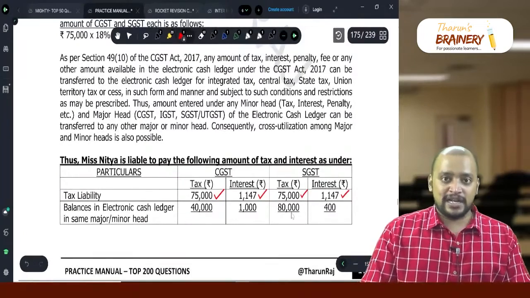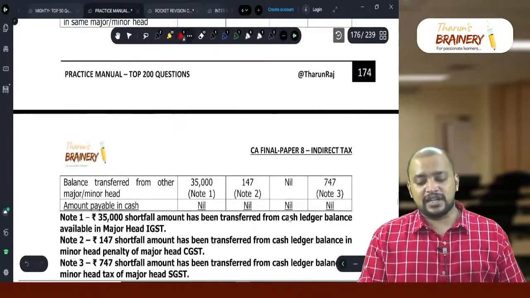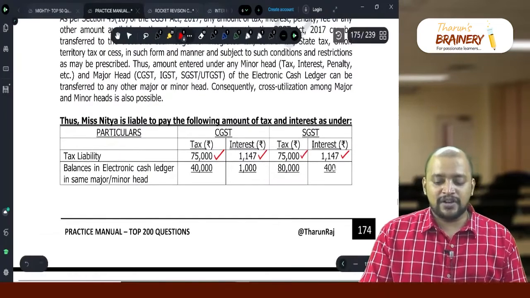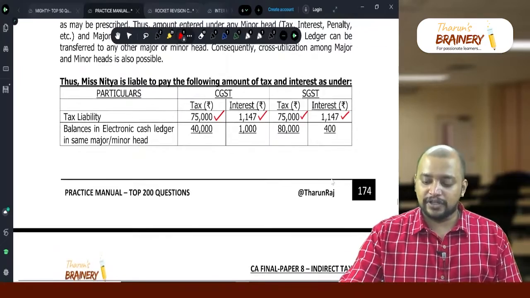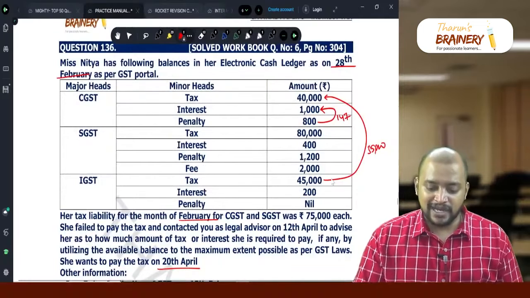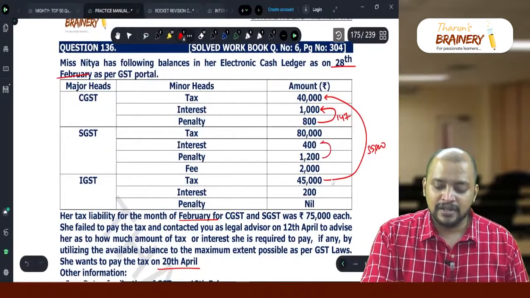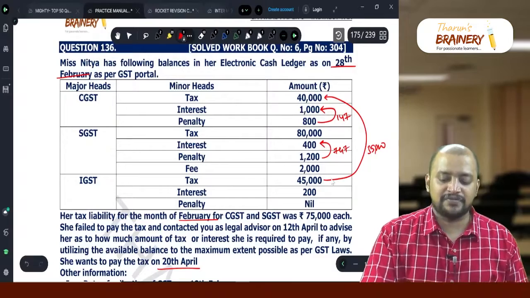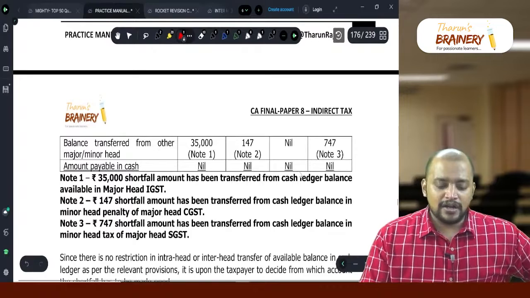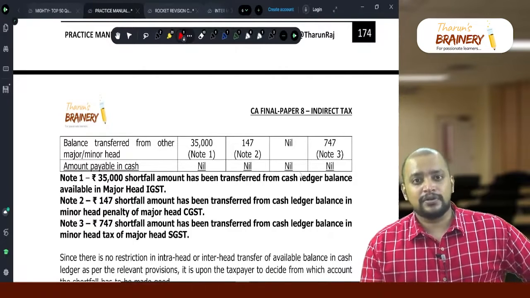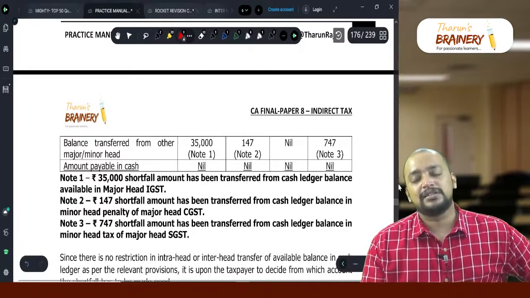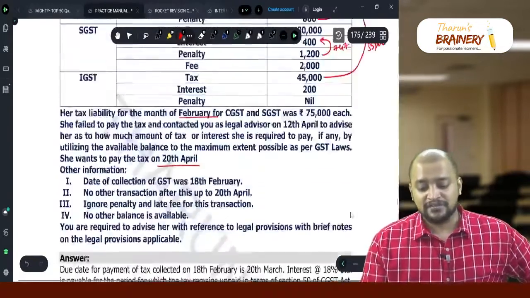Now, SGST: you take 75,000 from the 80,000, and the tax liability will become nil. Still 5,000 balance is there. Now, interest 1,147 against 400: the shortfall is 747. From where can we shift? From penalty we can shift 747, or we can shift it from tax also, as 5,000 balance is there. Therefore, the amount payable in cash will become 0, because we can shift the balances.